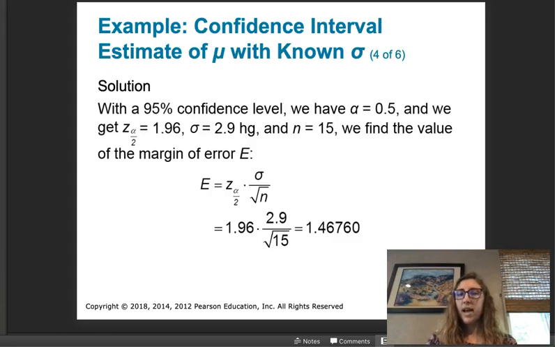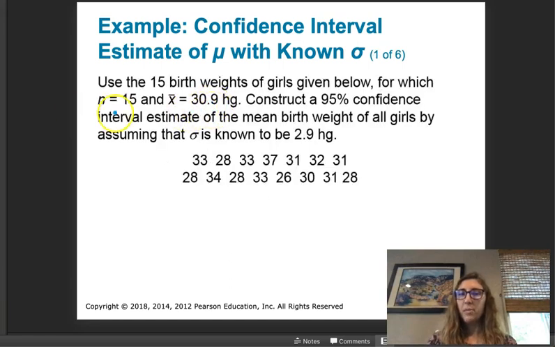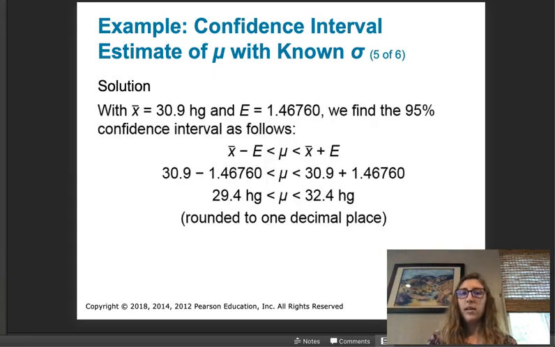So once we've done that, we would now take this E and we would add and subtract it to our X bar. So our X bar was equal to 30.9. So we would take that 30.9 and we would add and subtract the margin of error that we got. So here we have our confidence interval from 29.4 to 32.4.